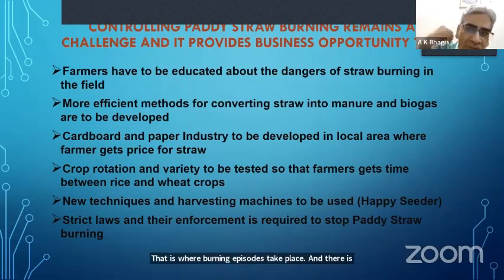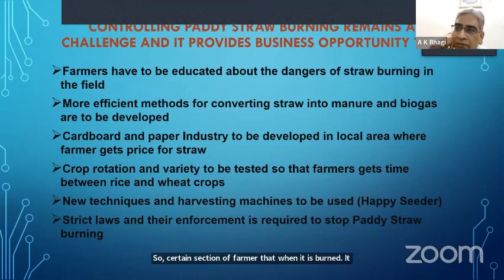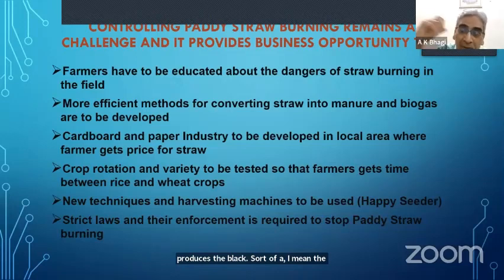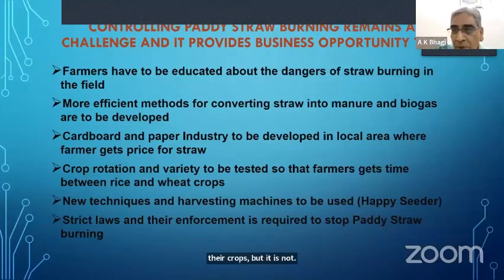And there is also a misconception in the minds of a certain section of farmers that when it is burnt, it produces the black residue, and that will help in acting as an automatic fertilizer for their crops, but it is not. We have to make them understand that Happy Seeder machines are to be used.